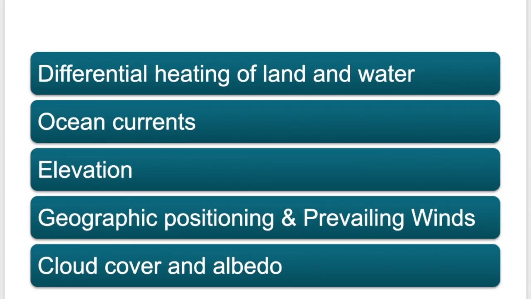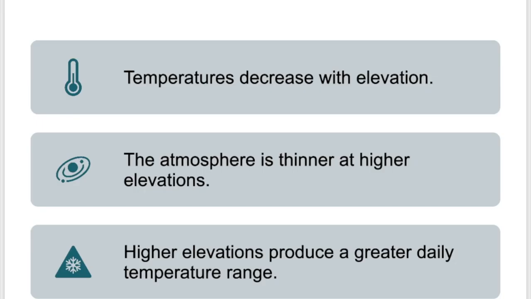And other important controls of temperature are differential heating of land and water, ocean currents, elevation, the geographic positioning and prevailing winds, as well as cloud cover and albedo. So for elevation, temperatures decrease with elevation, and we know that temperatures decrease in the troposphere layer. And then, like we learned in the previous lecture, the second layer above the troposphere is the stratosphere. We know the temperature increases there because of the ozone gas.